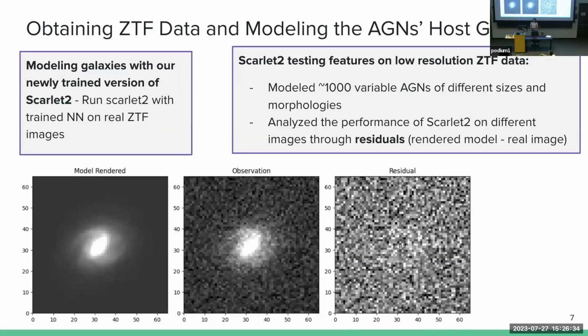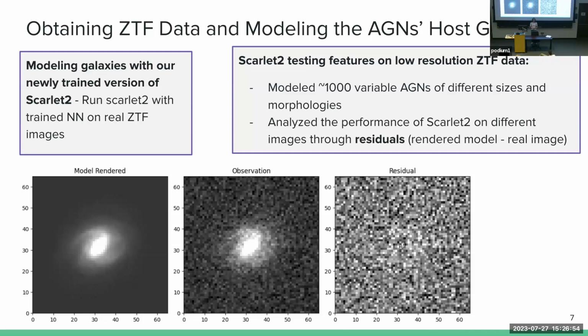Next, we obtained real ZTF data and modeled these AGN's host galaxies on our newly trained version of Scarlet-2. We were then able to test a lot of new features of Scarlet-2 on very low resolution ZTF data. We did this by modeling about 1,000 variable AGNs of different sizes and morphologies.